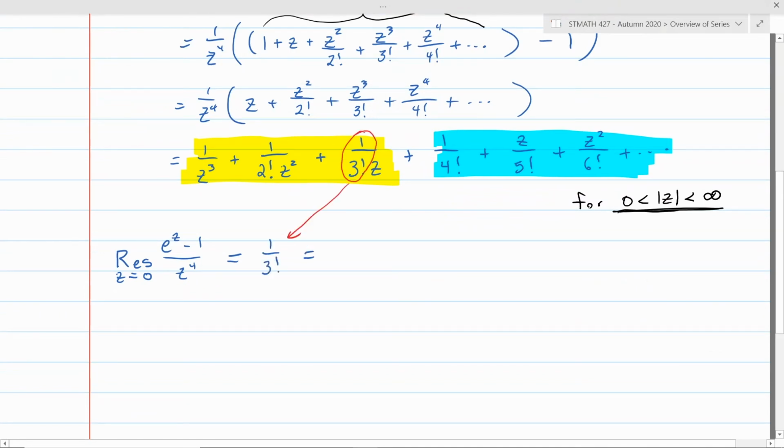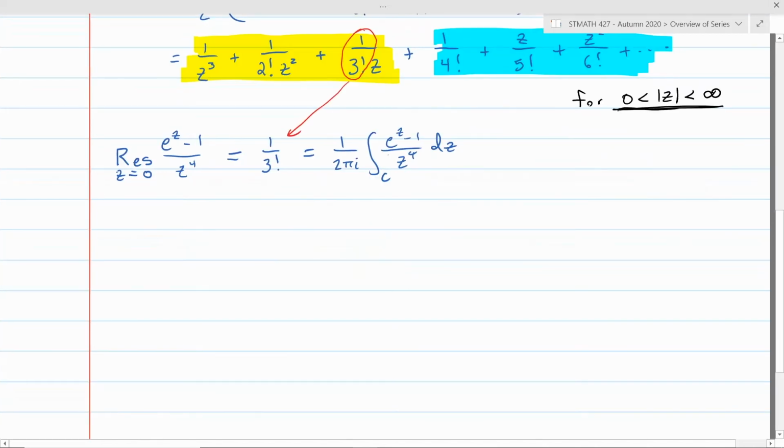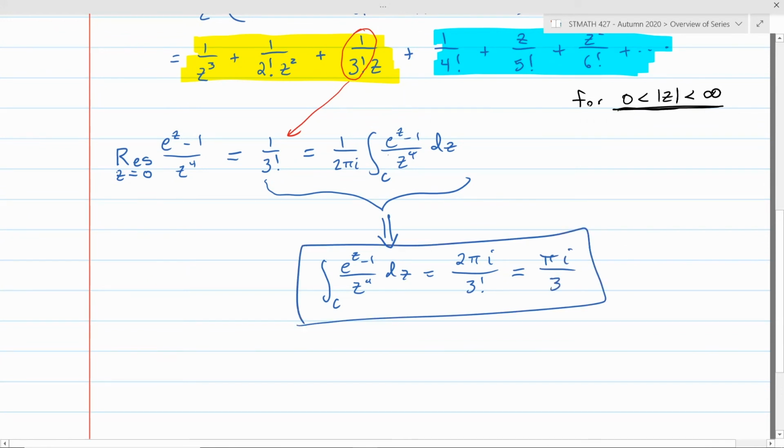But we also know that the residue is 1 over 2 pi i times the integral around C of that function, e to the z minus 1 over z to the 4th dz. So this tells us that the integral around C of e to the z minus 1 over z to the 4th dz is 2 pi i over 3 factorial, or 3 factorial is 6, so this is 2 over 6, 1/3, so this is pi i over 3. It's pretty nifty, huh?